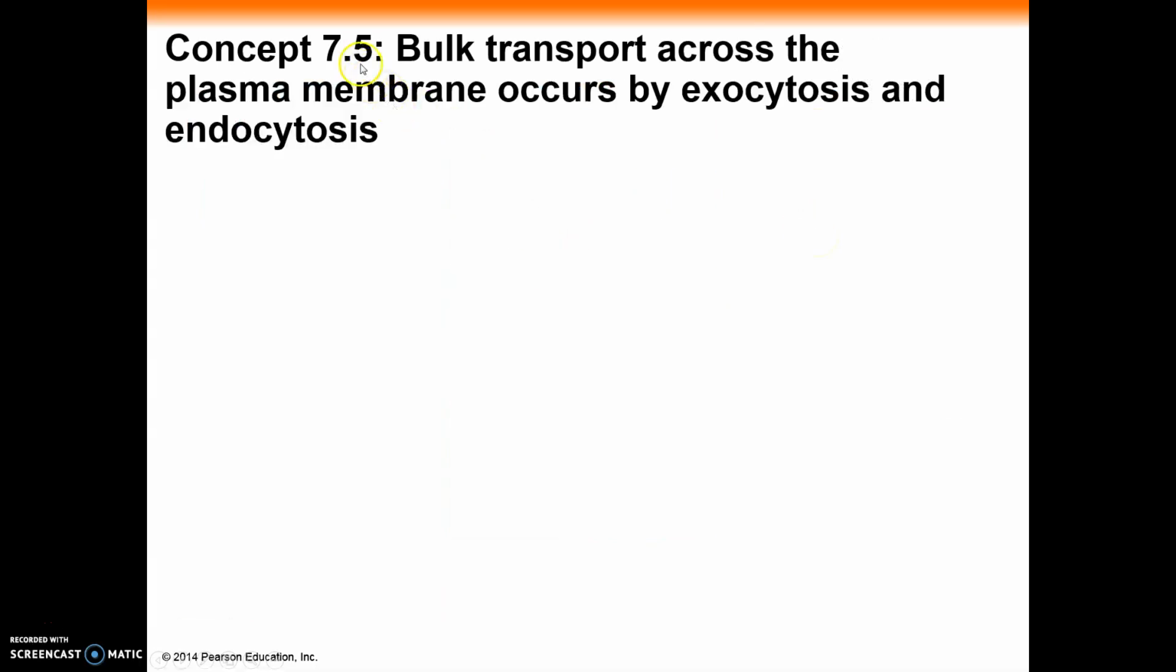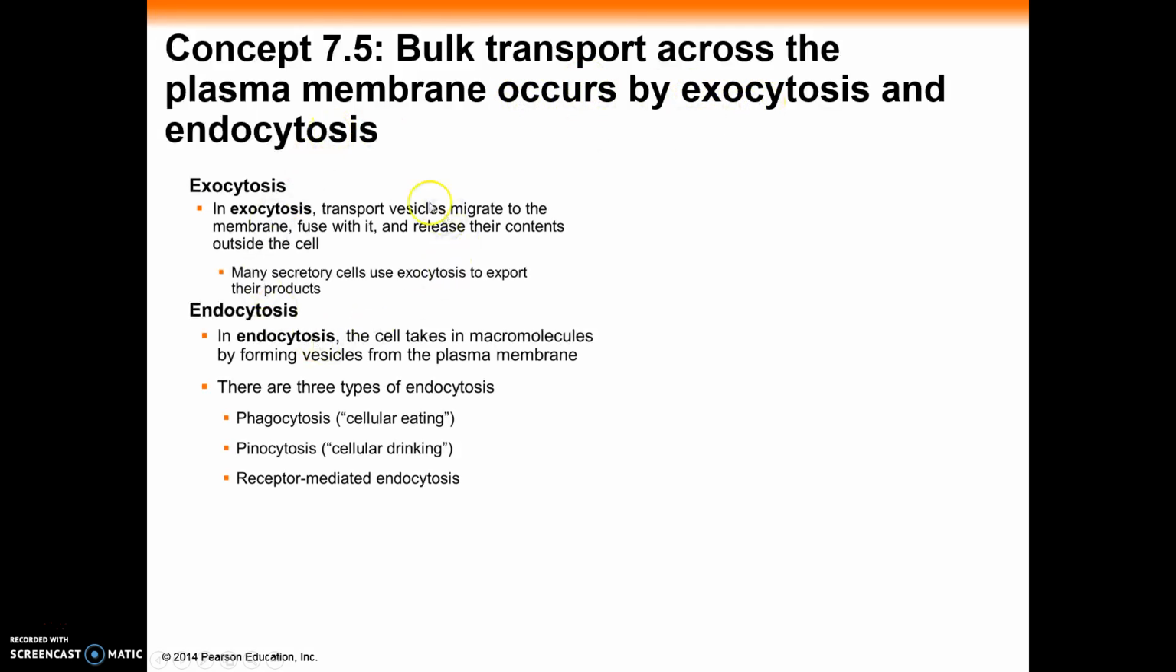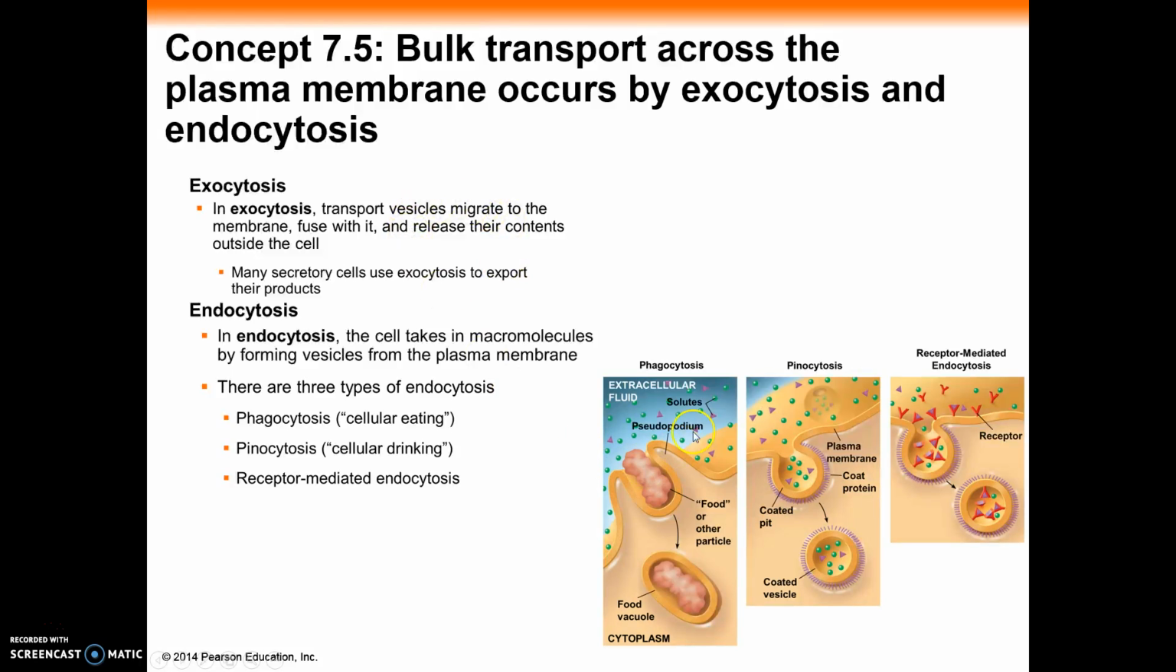So here we have concept 7.5, bulk transport across the plasma membrane occurs by exocytosis and endocytosis. This involves either the fusion of vesicles with the outside membrane releasing stuff, or the formation of vesicles from the plasma membrane pulling stuff in. And this occurs through phagocytosis, pinocytosis, or receptor-mediated endocytosis.